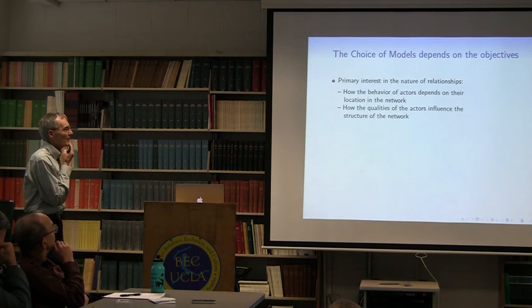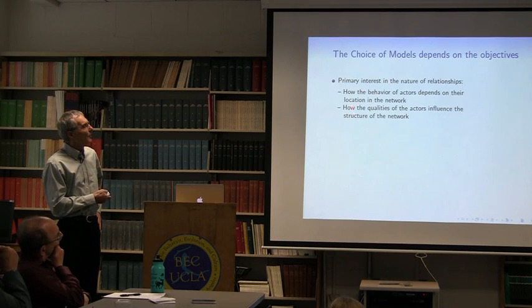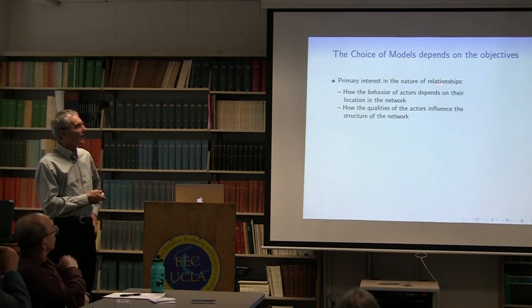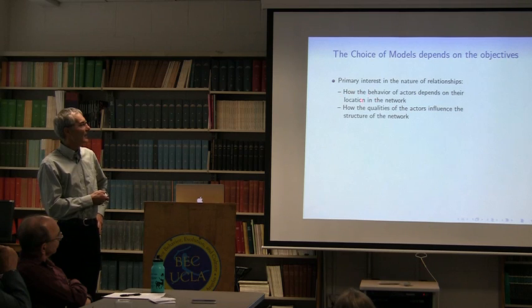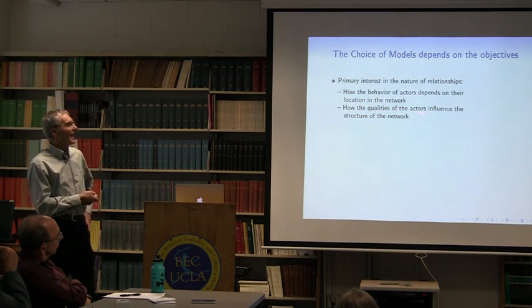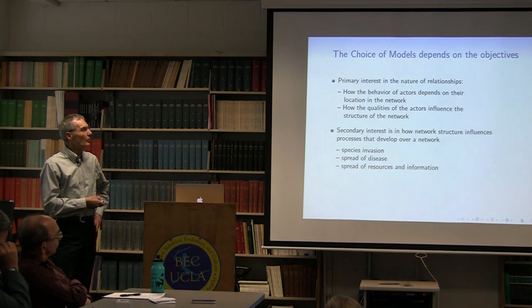Just a couple of other comments here. The choice of models depends upon the objectives I've made earlier. The primary interest in social network analysis is the nature of the relationships themselves, and this is true throughout a lot of the social sciences. How the behaviour of individuals depends upon their location in the network, depending on how location is defined and conceptualised. How the qualities of the actors, attributes of the actors, influence the structure of the network. Clearly very important things. These are sort of the 2 primary scientific viewpoints.